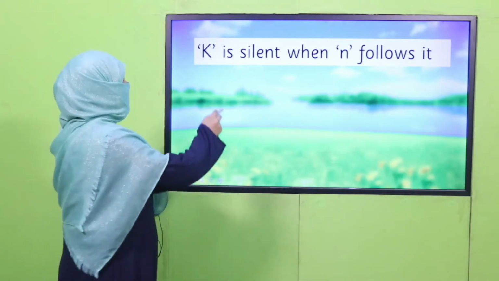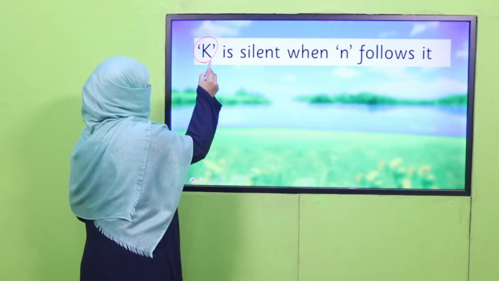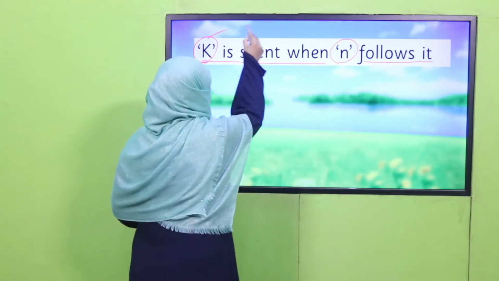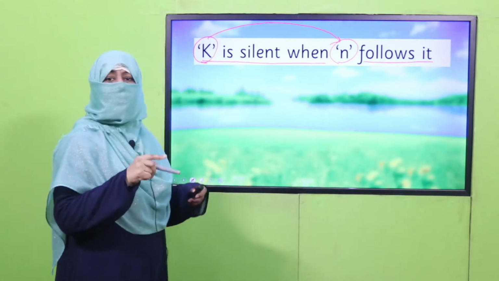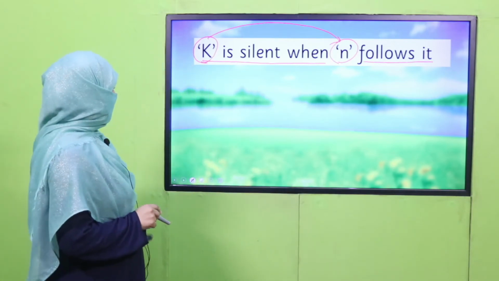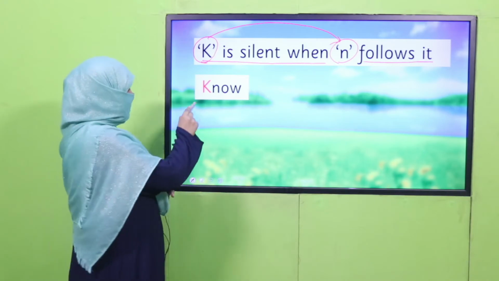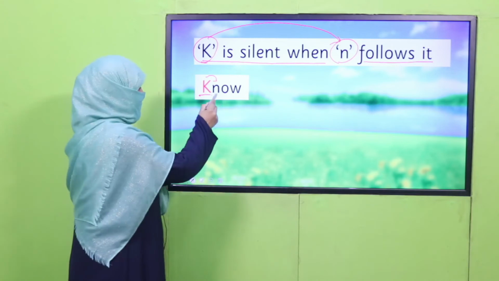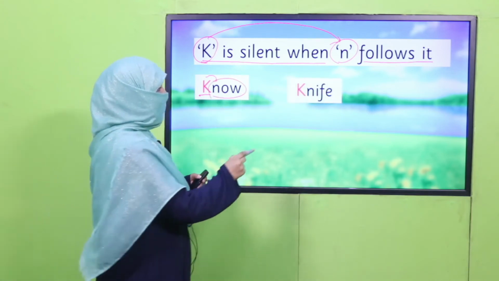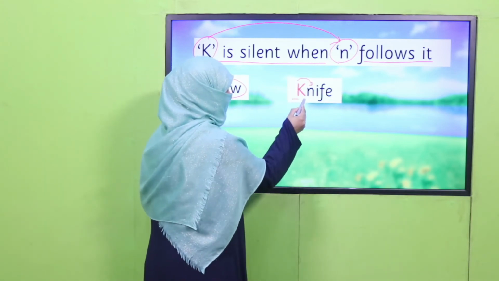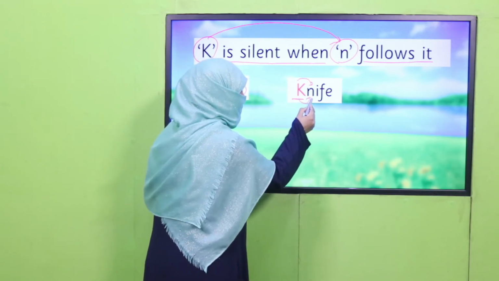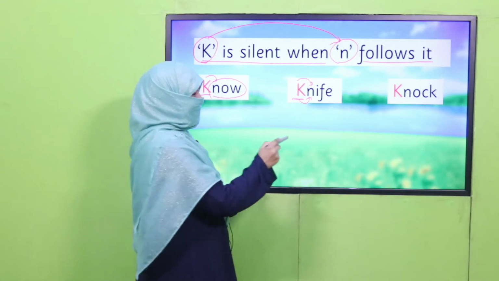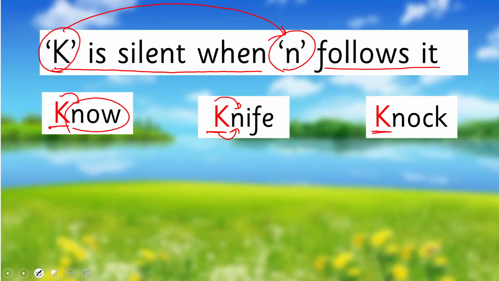The next is silent K. K is silent when N follows it. Like after K, if you find N, you will not say K. K will be silent over there. For example, no. This K is silent because after K, N is there. So we just say no. Knife. Again, this K is silent because after K you can find N over there. Knock, knock. So this K is silent.